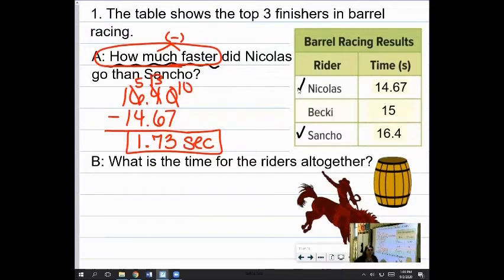All right, so that is how we look for those keywords to indicate what operation we're using: addition, subtraction, multiplication, or division. But since we're in addition or subtraction, we just got to know which one it is here. What is the time for the writers all together? So the keyword here is all together. So putting them all together, that indicates that we are going to add.